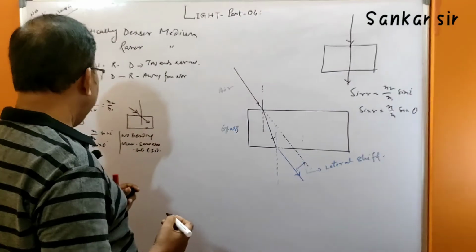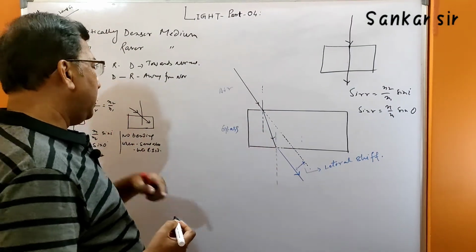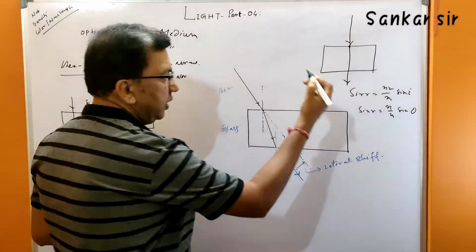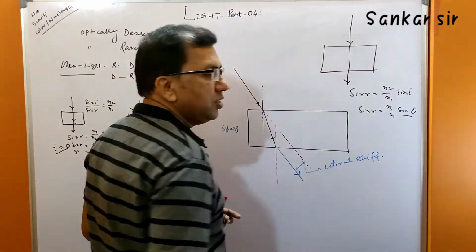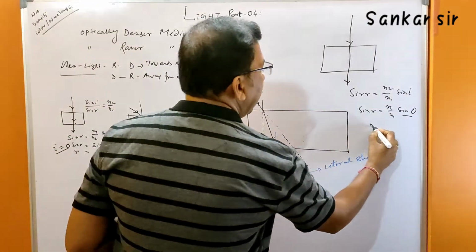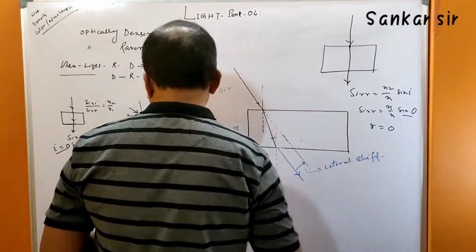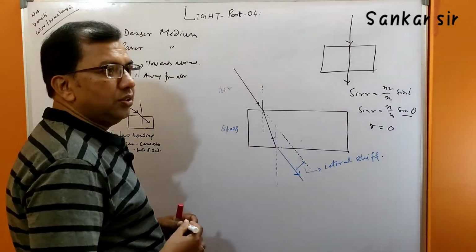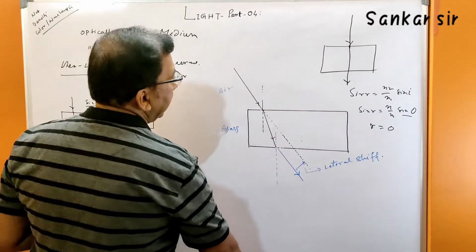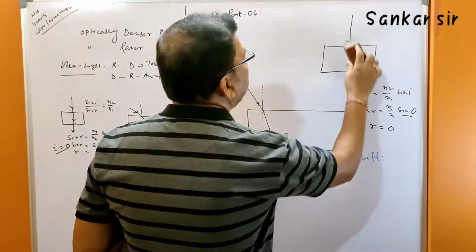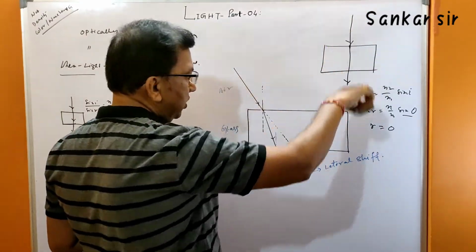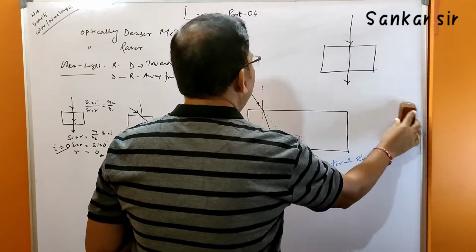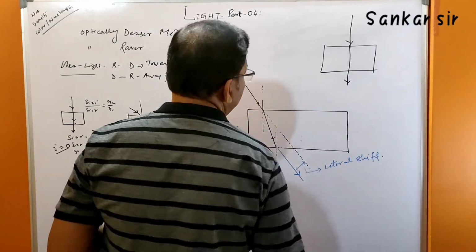Okay, what do you see out here? sin R equals sin 0, because N2 by N1 is the same. So sin 0 is 0, so R equals 0. So in that case I equals 0 and R equals 0, so no angle will form. In case of perpendicular incidence, the light will go straight along the perpendicular.